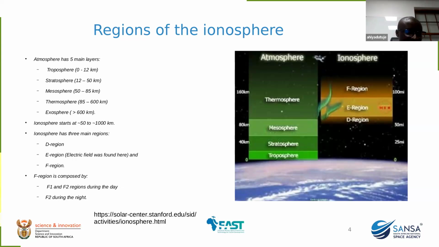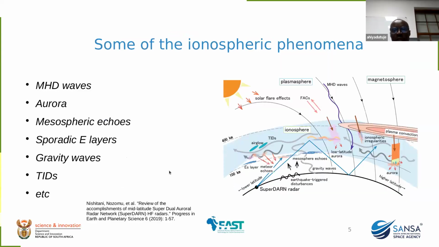When the sun is present, you are going to have a larger region. But when the sun has set, after the sunset, the region reduces its size, and you have only the F2 region. Other regions disappear. The E and D regions disappear during the night. So now in the ionosphere, we have many phenomena. We can see that when you have a solar flare from the sun, it may ionize the particles and, of course, increase the size of the ionosphere.